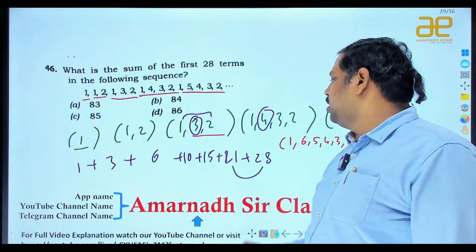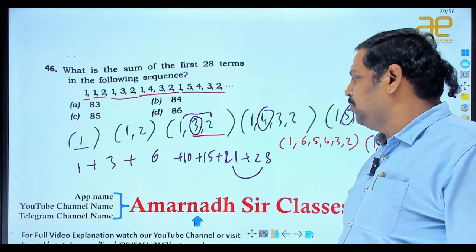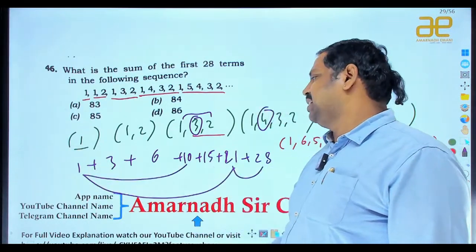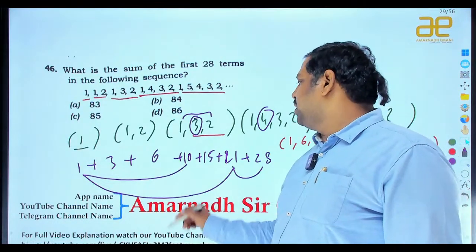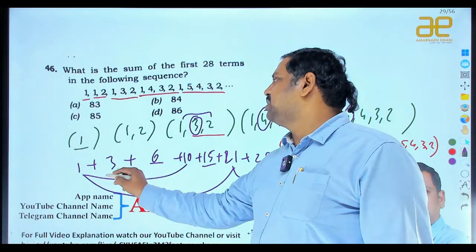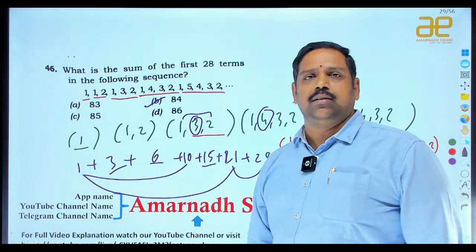28 plus 21 means it is 49. Okay. 49 plus 1 is 50. 50 plus 10 is 60. 60 plus 15 is 75. 75 plus 6 is 81. Plus 3 is 84. So the answer is B.